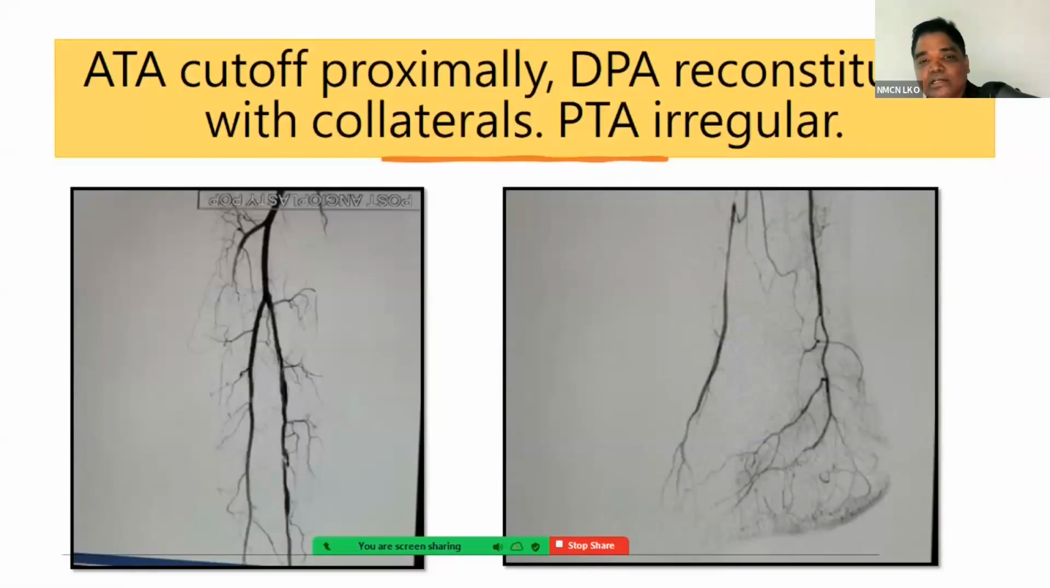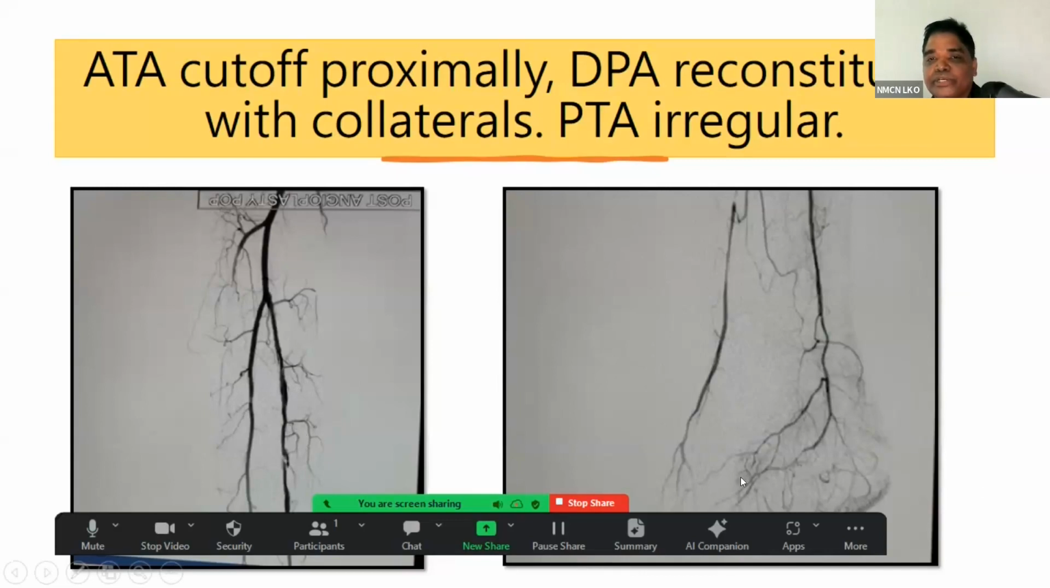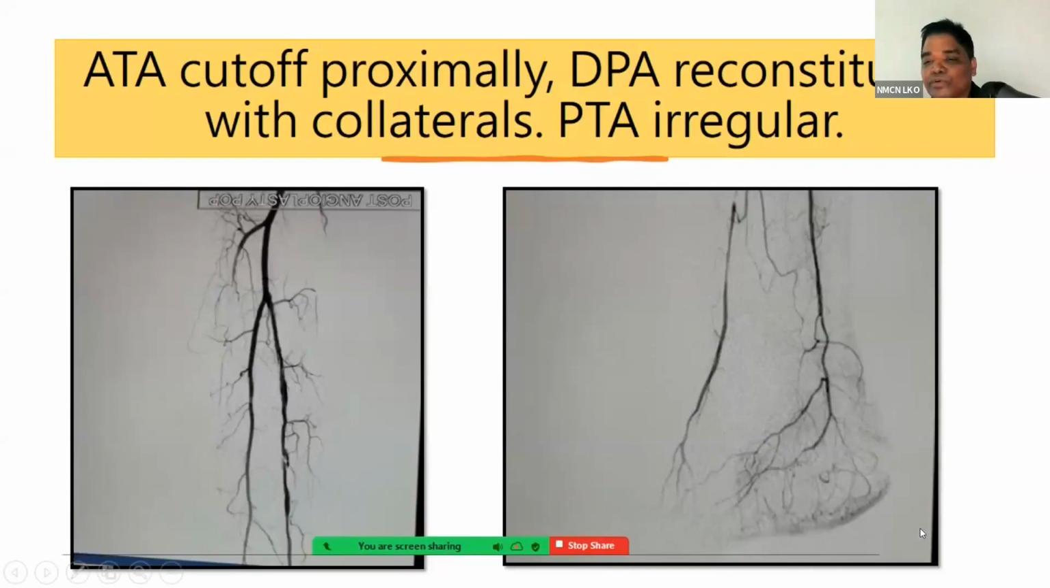And this is the result after the angioplasty. You can see the ATA is still cut off, and there's improvement of flow across the posterior tibial artery, and there's flow into the foot via collaterals. And this is the result after a few months, where you can see that there is healing of the ulcer.